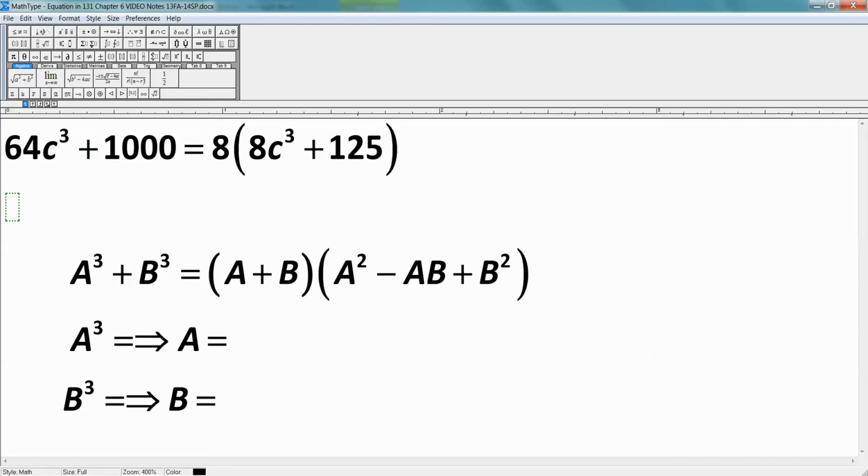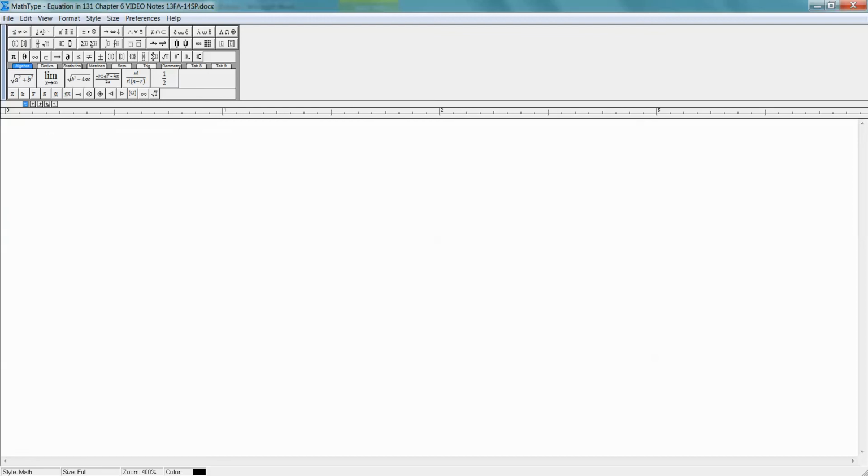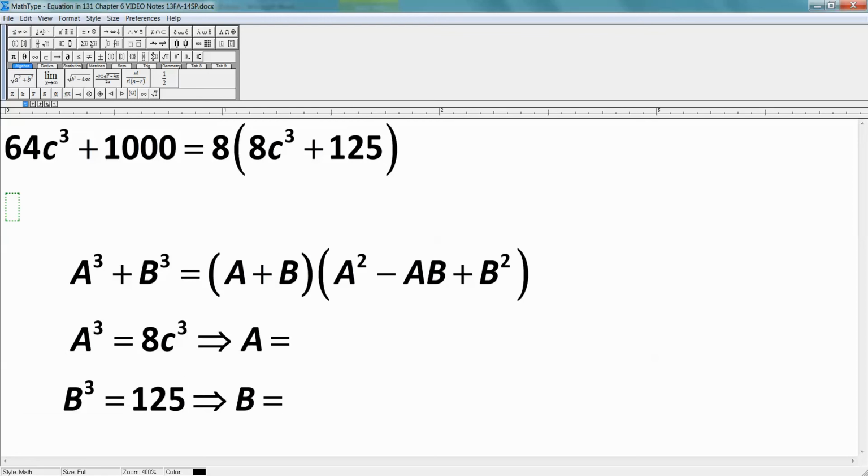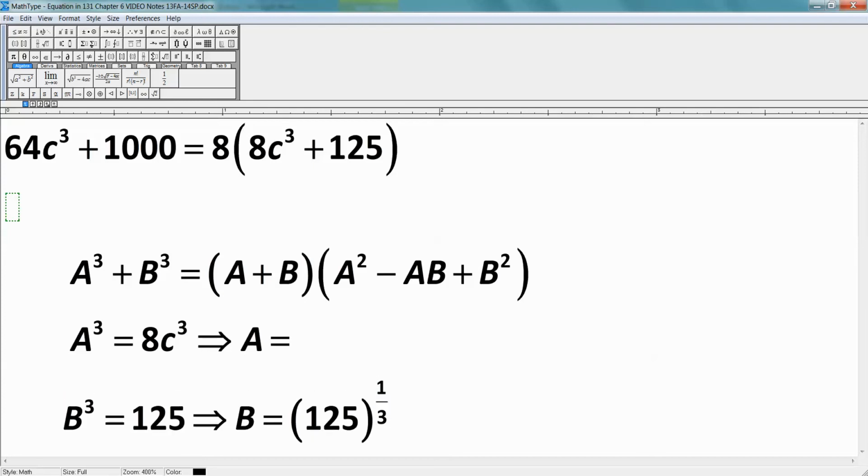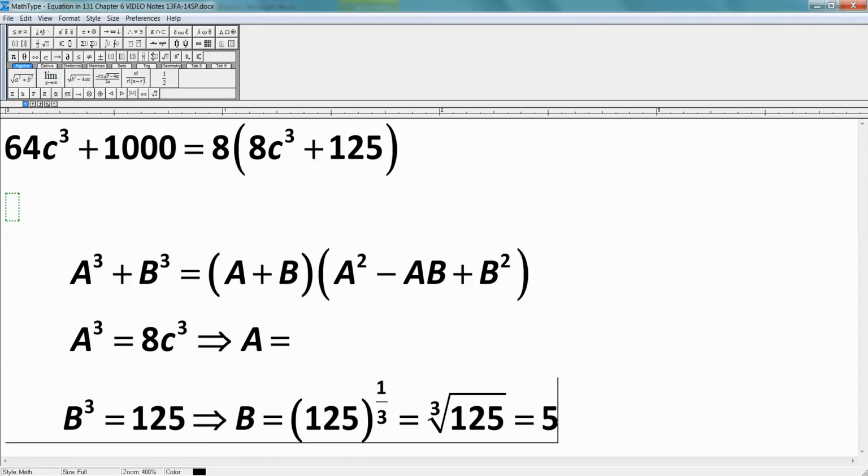Okay, so let's see. I need the 8c cubed. So 8c cubed is equal to my a cubed. And 125 is equal to my b cubed. So that means b is going to be 125 to the 1/3 power. Or if you like, that's the 3rd root of 125. And that would be equal to 5. So that's not too bad.